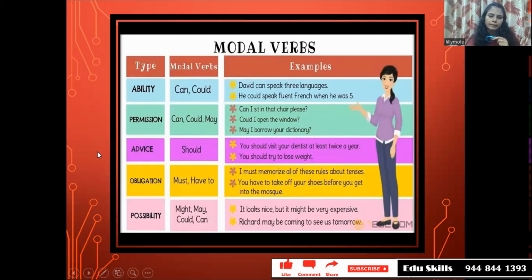Then possibility. For possibility, they will use might, may, can, could. If you see these words, maybe it is a possibility. For example, it looks nice, but it might be very expensive. And Richard may be coming to see us tomorrow. So these show possibility, something that is happening in the future.